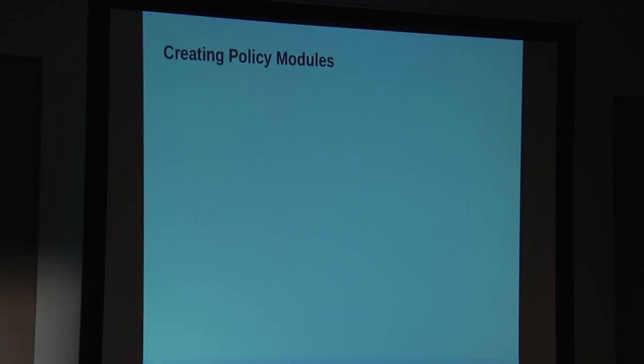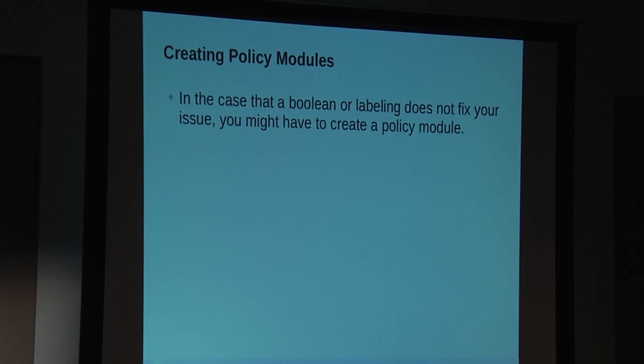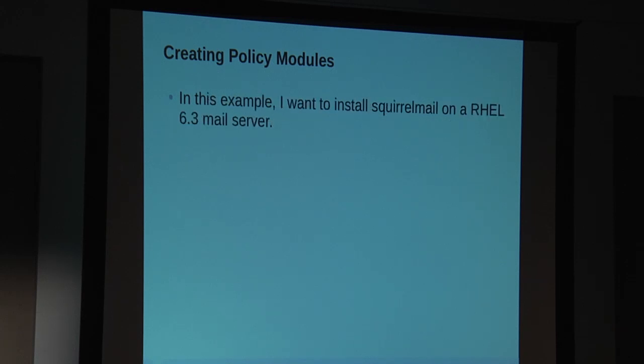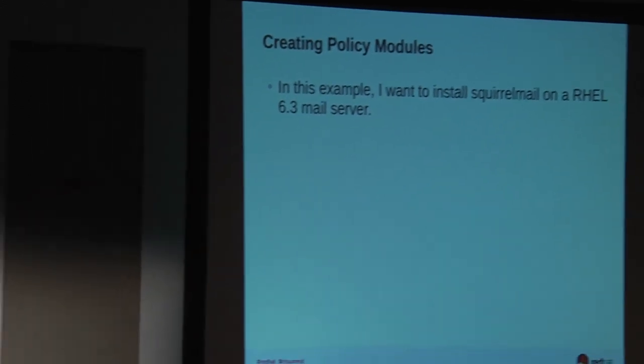In some cases, we may need to actually create policy modules. In the case that a Boolean or labeling doesn't actually fix your issue, you may have to create a policy module. In my example, I set up a Squirrel Mail instance. Squirrel Mail is a great little web-based email client that I set up on a RHEL 6.3 mail server. So I went to set it up, I went to log in, and I got an error connecting to the IMAP server.